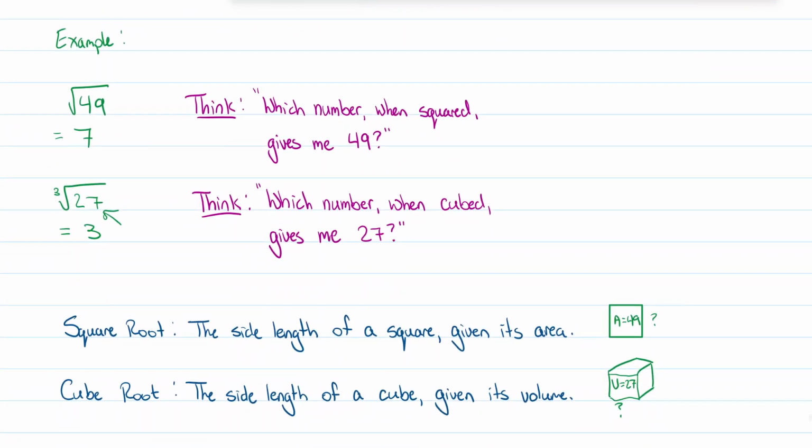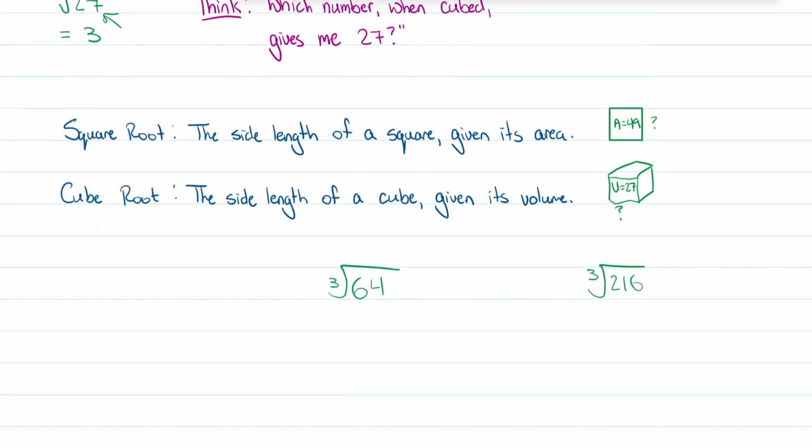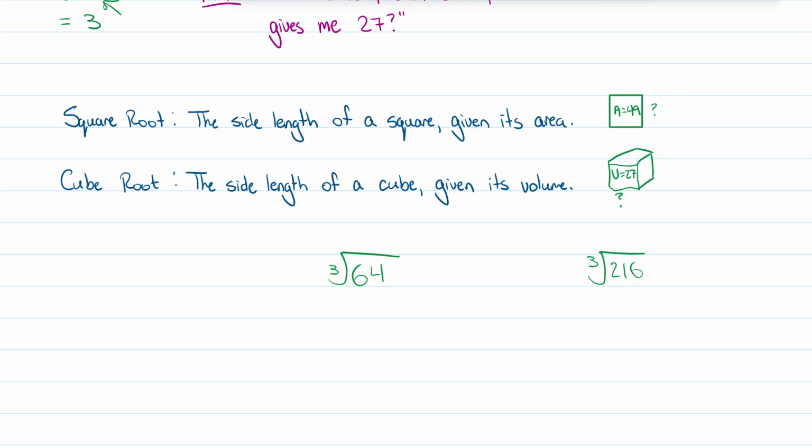Square roots. So if we took a look at square roots, and we think about them in a geometric way, or in the way of shapes, the square root of a number is just the side length of a square when we're given the area. So in this square, we're given that the area is 49, so we know that the side length is 7 because the square root of 49 is 7.